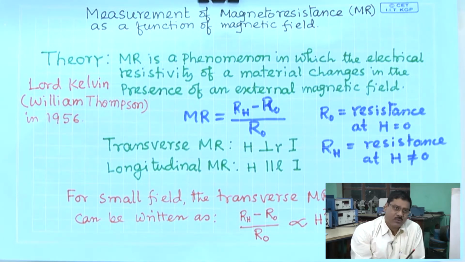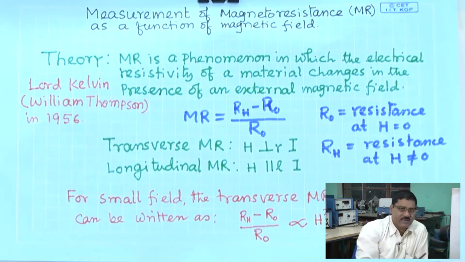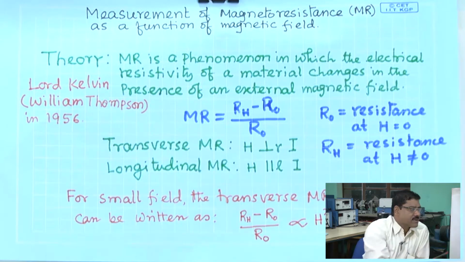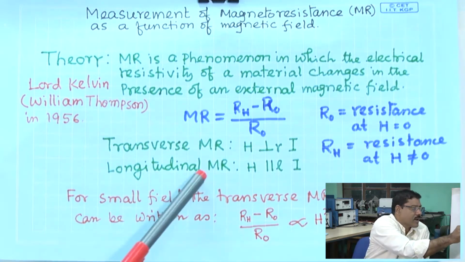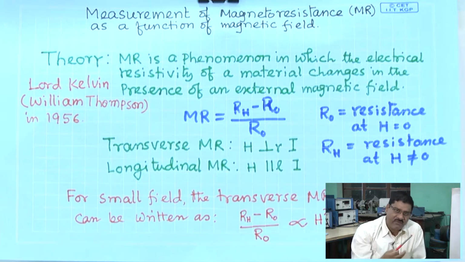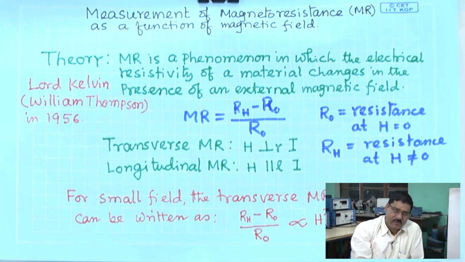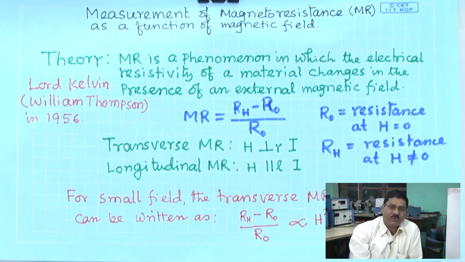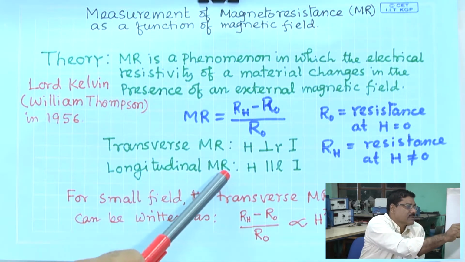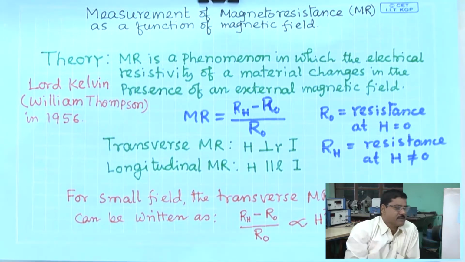Now, basically we define the magnetoresistance in two ways. One is called transverse magnetoresistance, another is called longitudinal magnetoresistance. When the magnetic field is applied perpendicular to the current, the sample current, then that is called transverse magnetoresistance. When the magnetic field is applied parallel to the current, then the magnetoresistance is called longitudinal magnetoresistance.